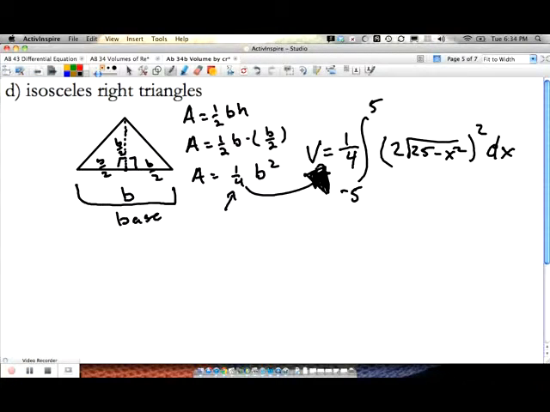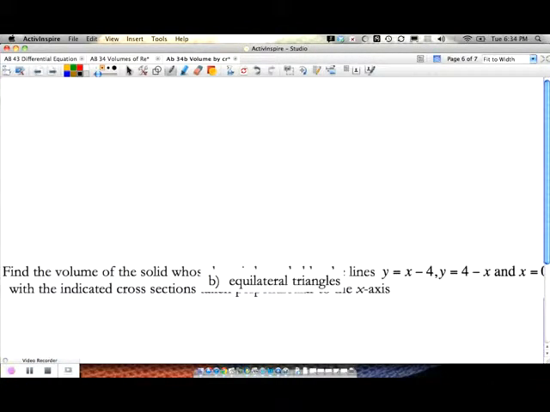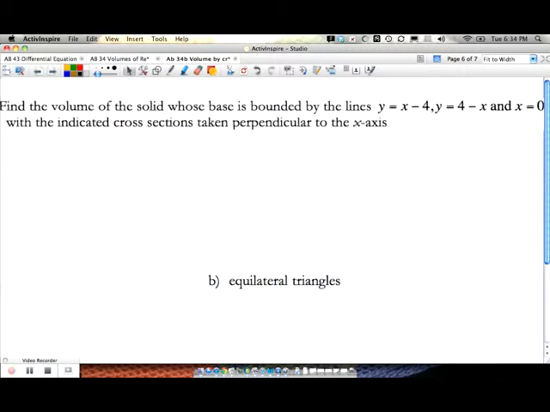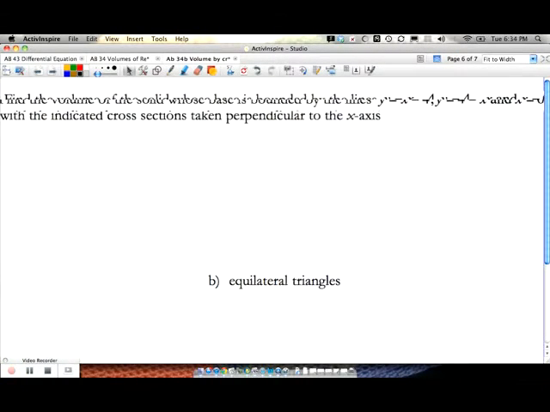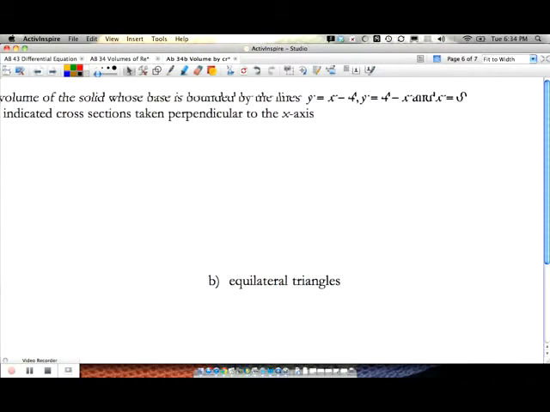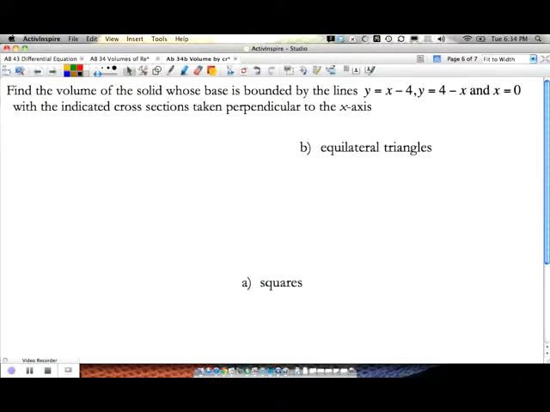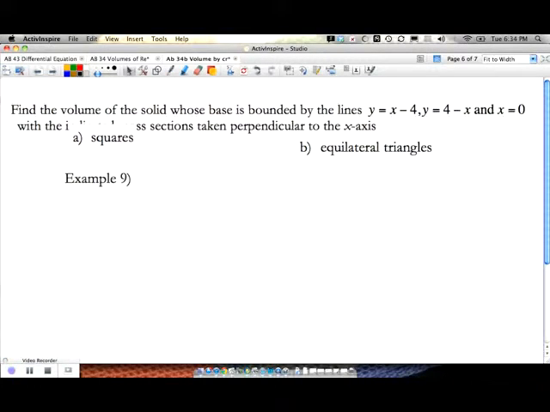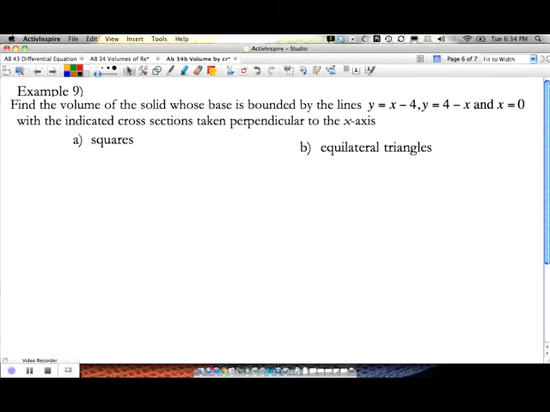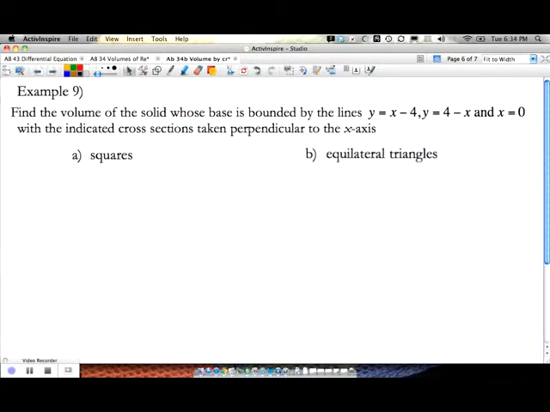Let's see if we have any more of these. Ooh, we got something different. So now we're trying to find the volume of something that's bounded by the lines y equals x minus 4, 4 minus x, and we're going to do it with a couple of things here. Sorry for not having this organized, but here we go. So first let's plot this and see which one's top, which one's bottom, how we set it up, and all those kind of details. So start out with an x and y axis.